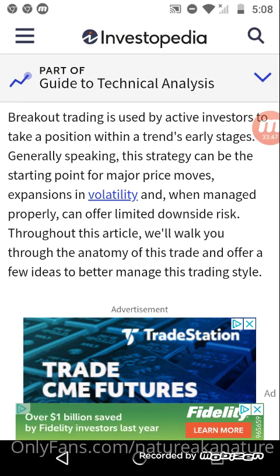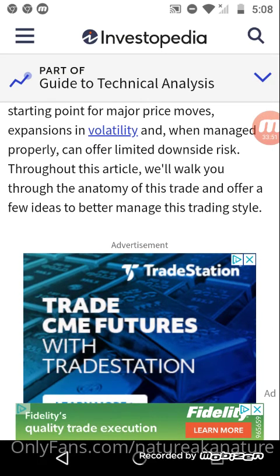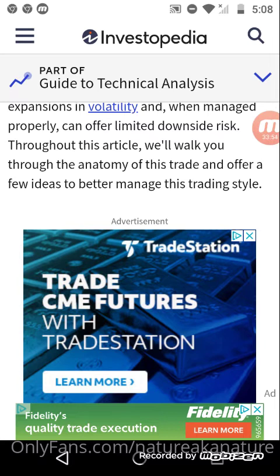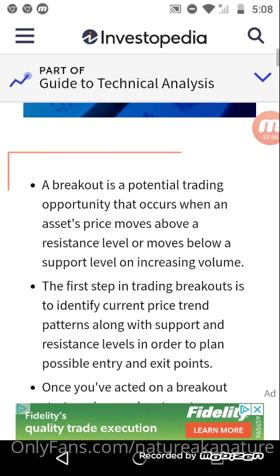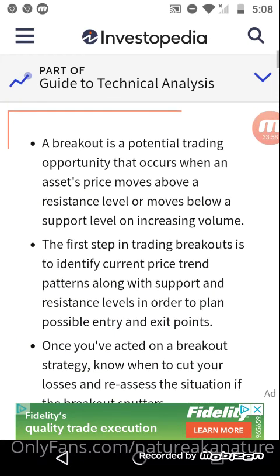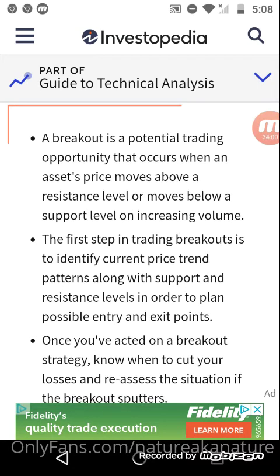Once you act on a breakout strategy, know when to cut your losses and reassess the situation if the breakout fails. As with any technical trading strategy, don't let emotions get the best of you. Stick with your plan for when to get in and when to get out.